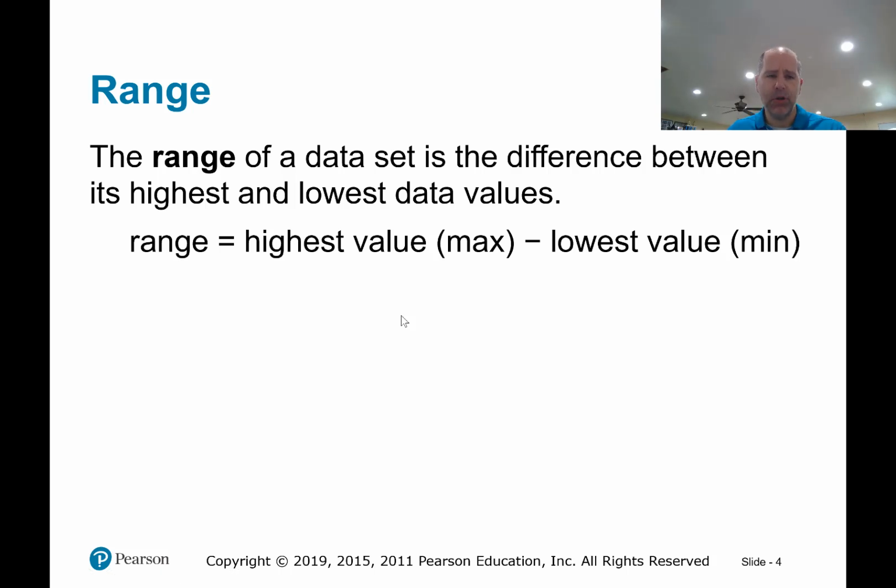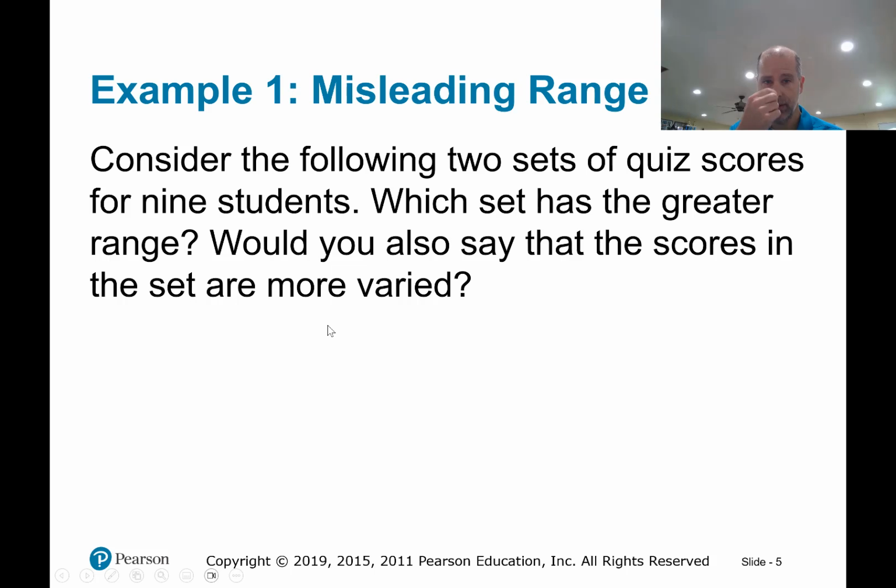Okay, so now here's the first measurement of spread that we're going to talk about, variation. The range of a data set is just the distance between the highest value and the lowest value. So it's max minus min. Okay, the range is a crude calculation. It's not very reliable, especially if you have outliers or extreme values in your data set, because the max and the min could be way out there. But it is a good starting point. It gives you an idea of how spread out the data is.